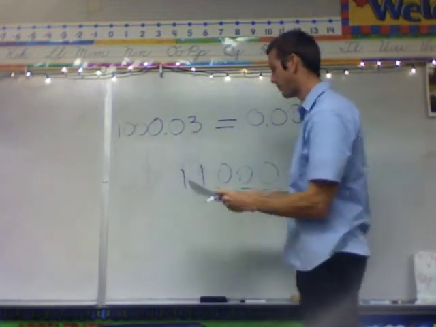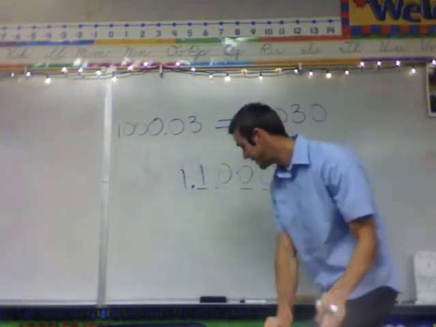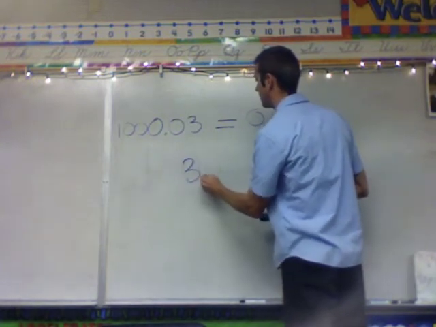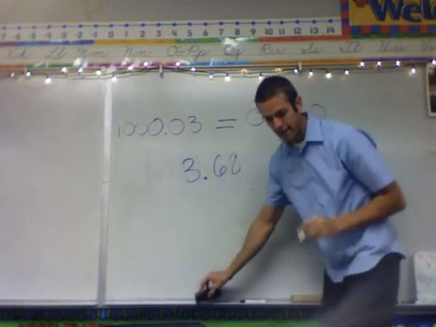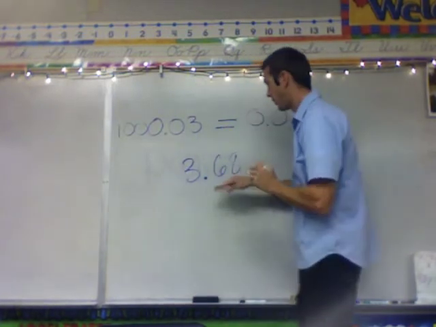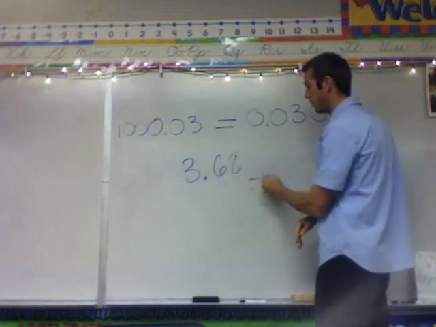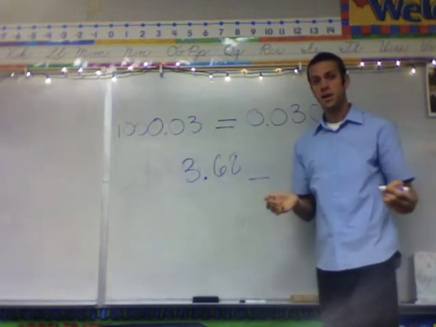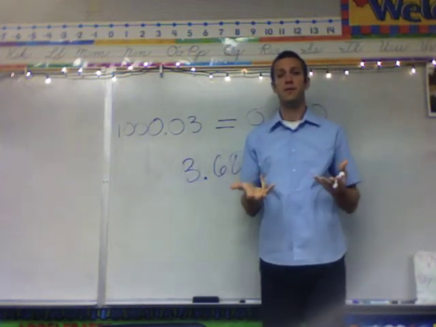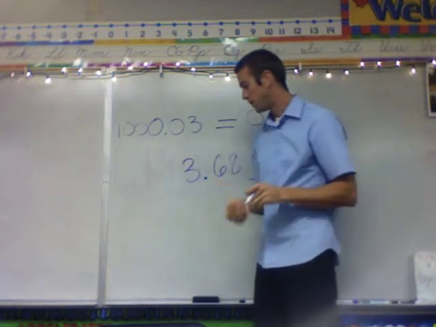Number 2 says to write 3.68, or 3 and 68 hundredths. And it says to write it to 3 decimal places. We have 1, 2, I'm missing a third one. Don't change its value, so just put 0. It's the same number, just has a different decimal place.